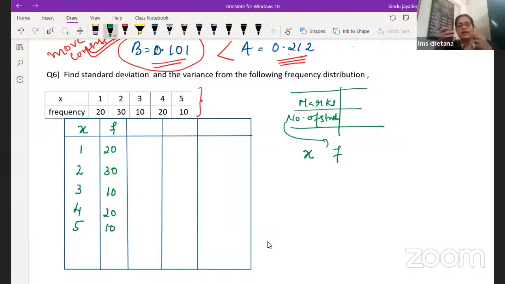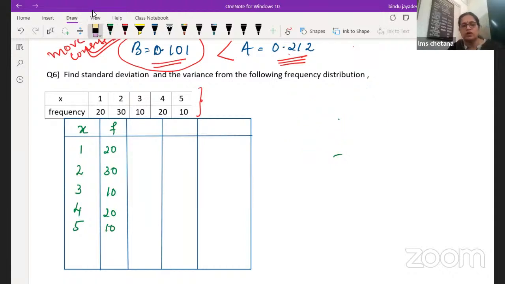Otherwise, they will write marks, number of students, weight of the students. Therefore, you will convert the columns like X, F, and then continue. So X, F from the question we have already completed. Now, the next column is X square. Next column, F into X. Last column, F into X square. Therefore, the table has 5 columns: X, F, X square, F into X, and F into X square.